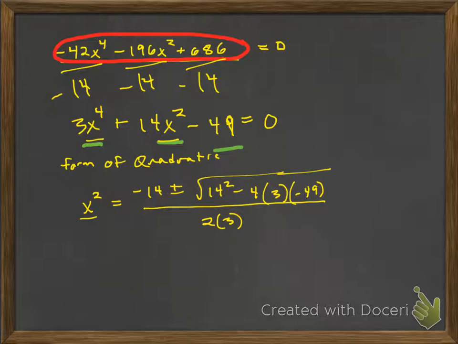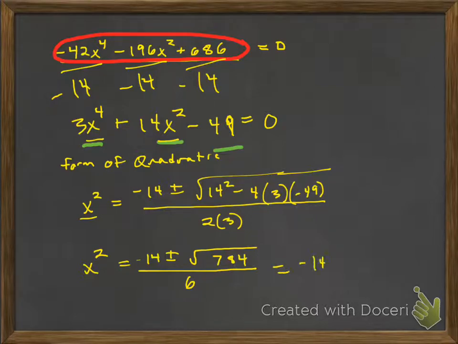Here's the quadratic formula. You set it up the same way. Still negative b plus or minus the square root of b squared minus 4ac all over 2a. That's the same as usual. And when you put all those numbers in and simplify a little bit, you get this. And that 784 is a perfect square. It's actually square root of 784 is 28.